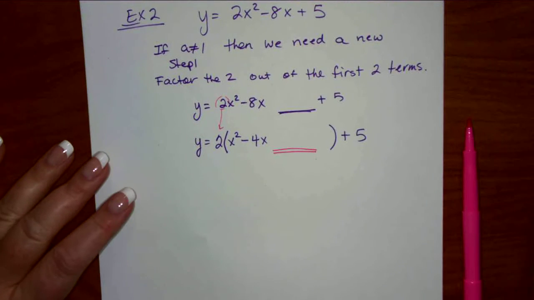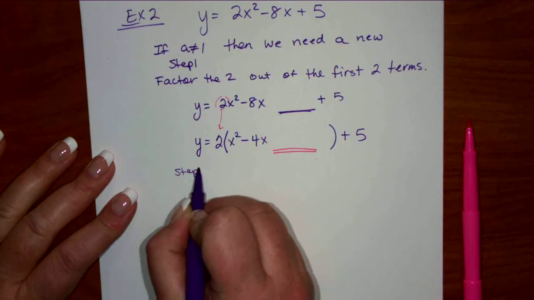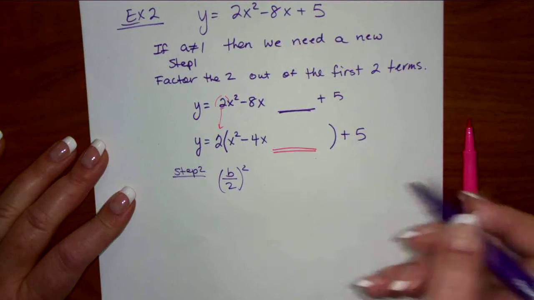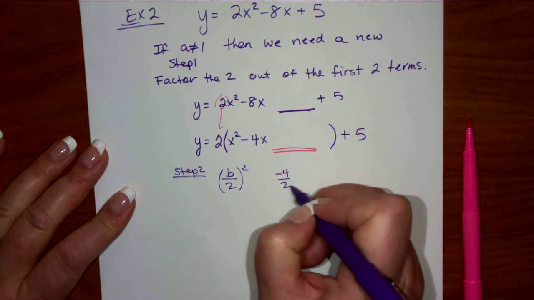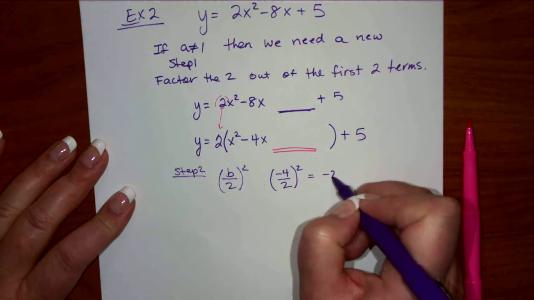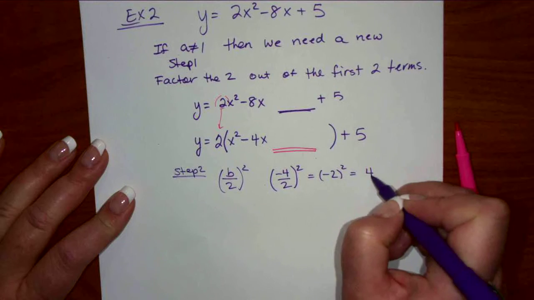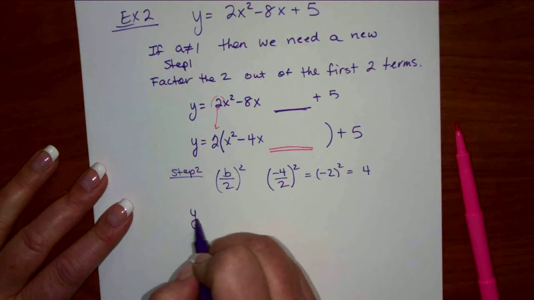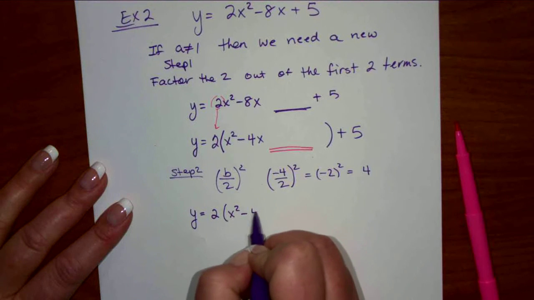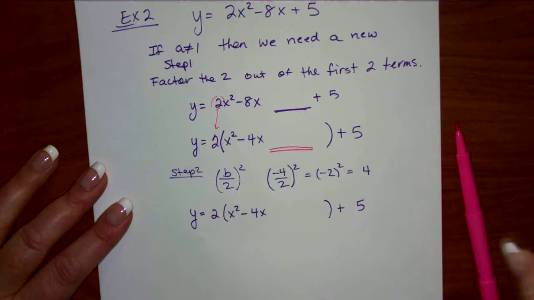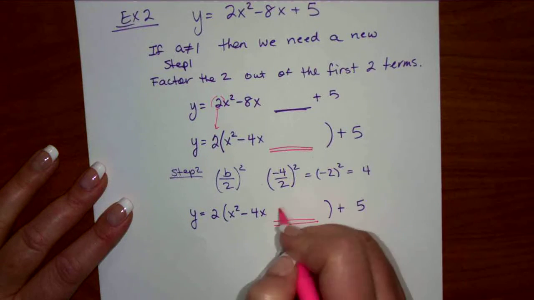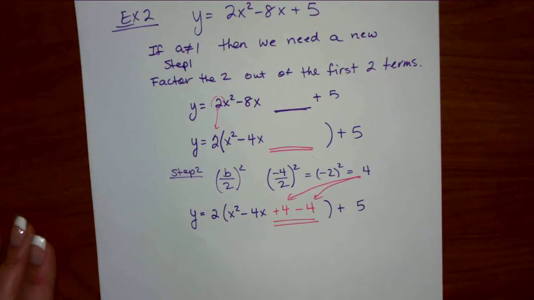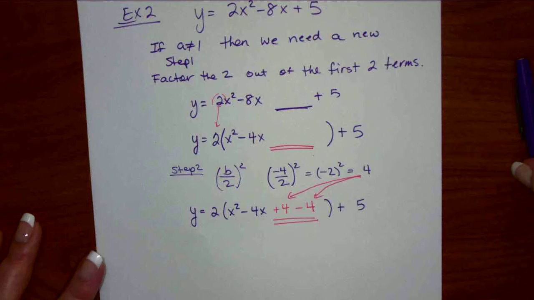Step 2. You take b divided by 2 and square it. So what's b now? -4. So -4 divided by 2 and square it. 4. So what do we do with that 4? In that space that we left, we're going to add the 4 and subtract the 4. Always add first and then subtract. So that's step 3.